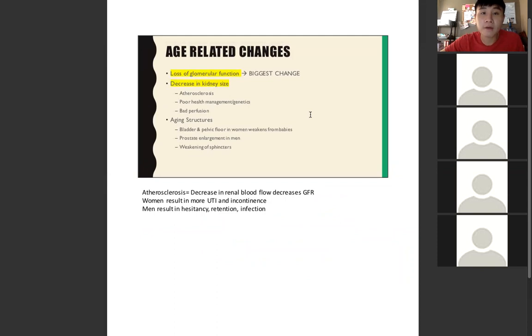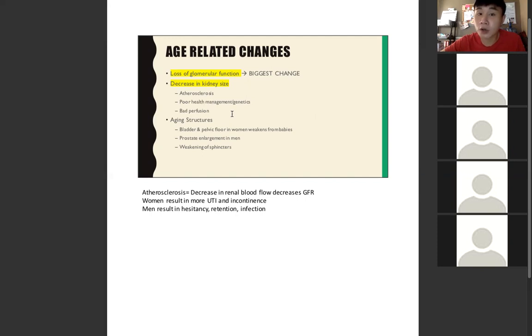Okay, next we have age-related changes. The older the person gets, the worse the function of the kidneys. When we get old, we lose glomerular function, which is the biggest change. The kidneys decrease in size, either because of atherosclerosis, all these fat plaques that obstruct the blood flow to the kidney, or poor health management.